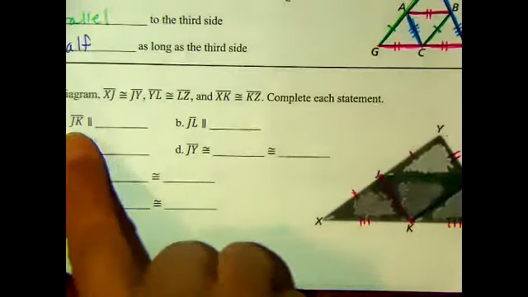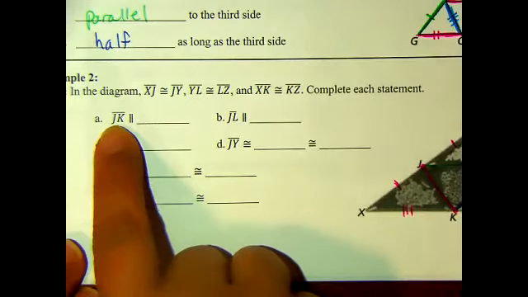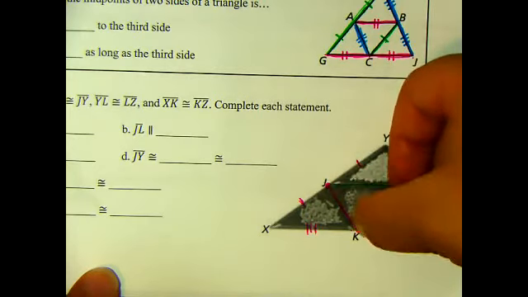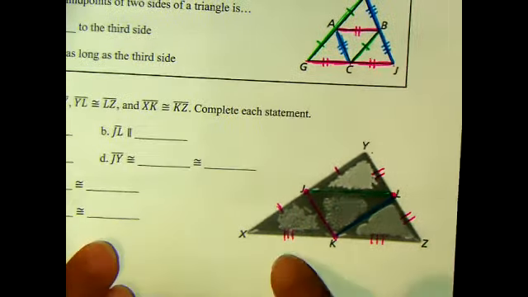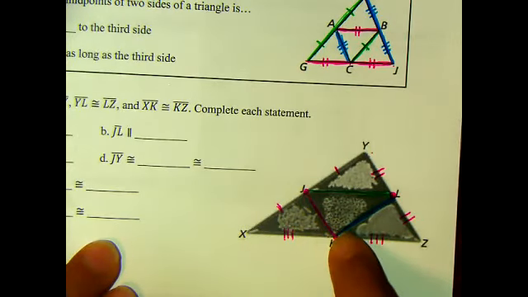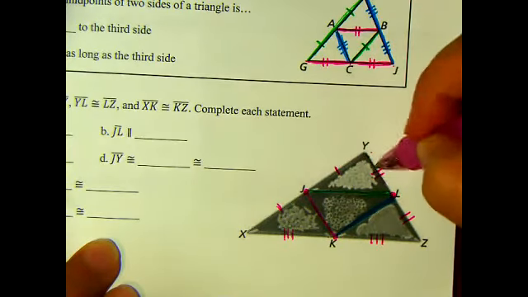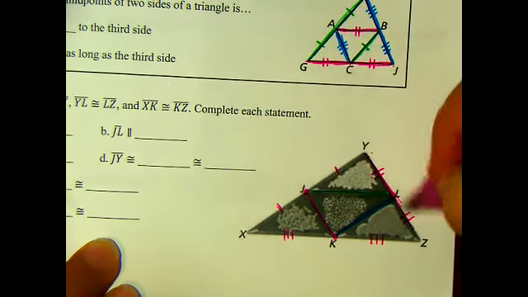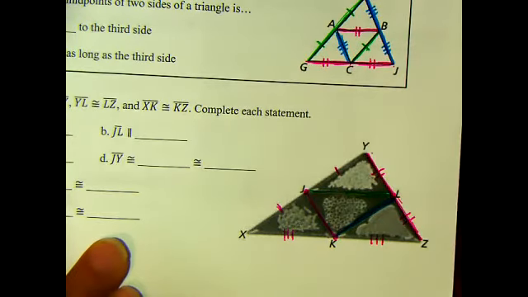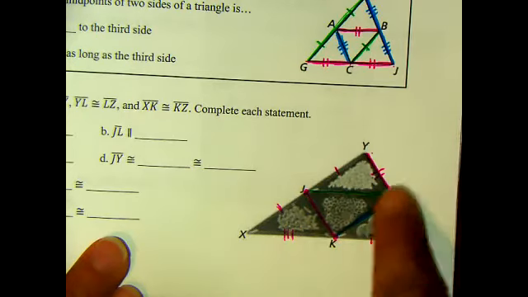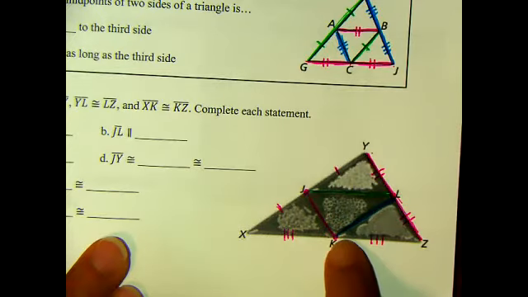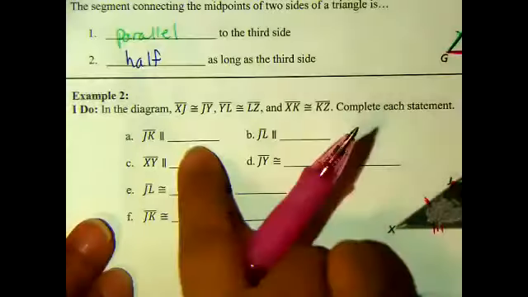So if we take a look here, we have JK. They want to know what JK is parallel to. Here's JK. Well, JK is connecting this side and this side. So our third side to JK is YZ. So that must mean that JK is parallel to YZ. See how they're not touching at all? But JK is touching this side and this side with J and K, right? So JK is parallel to YZ.